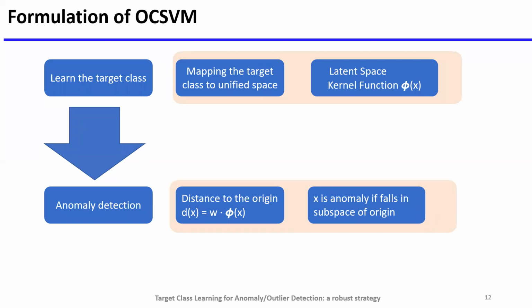If you want to formulate one-class classification with one-class support vector classifiers, we must go for some latent space and compute the distance of a point from the origin. If a point falls into the subspace of the origin, then we can say that the incoming sample is an anomaly or an outlier.